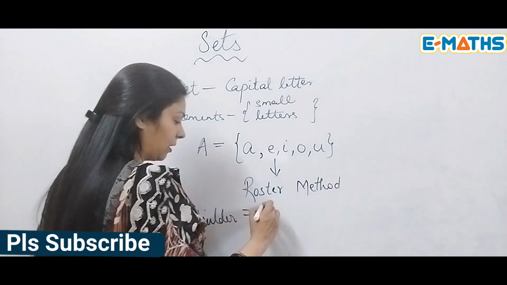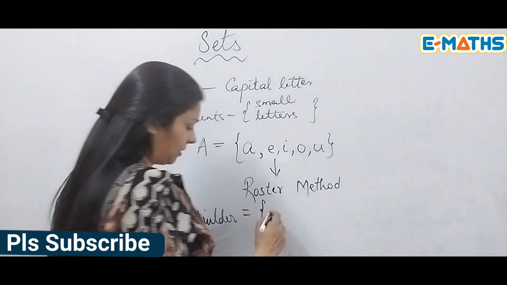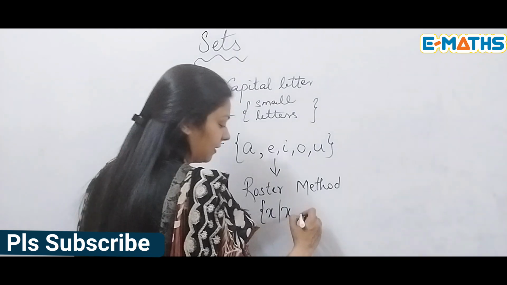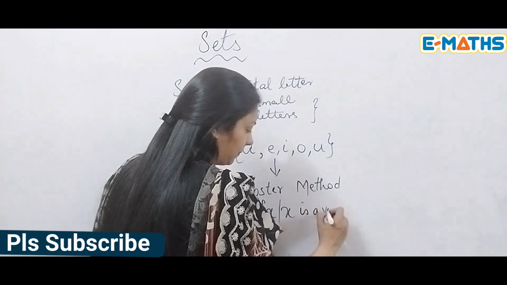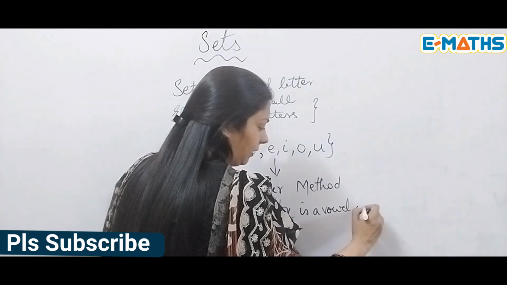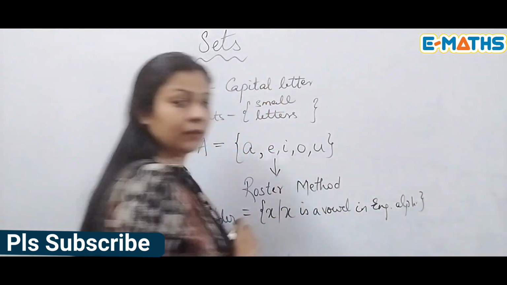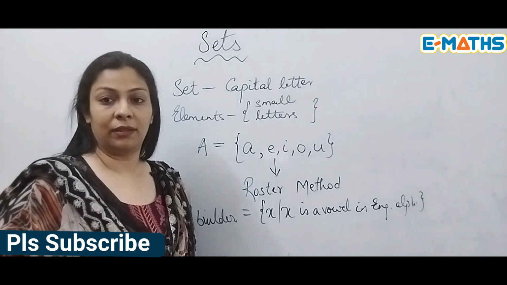Again it will come in curly brackets. You can write that x is such that x is a vowel in the English alphabet. This is how we write it.